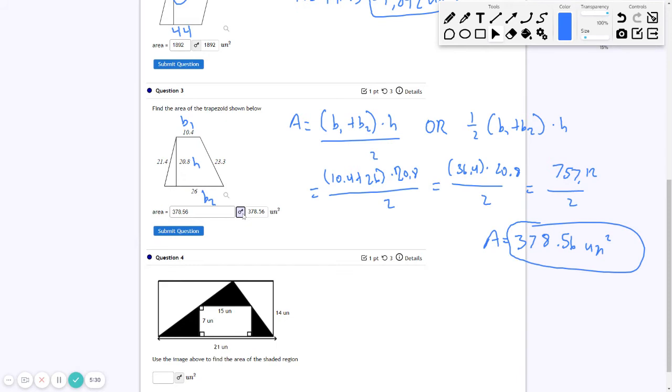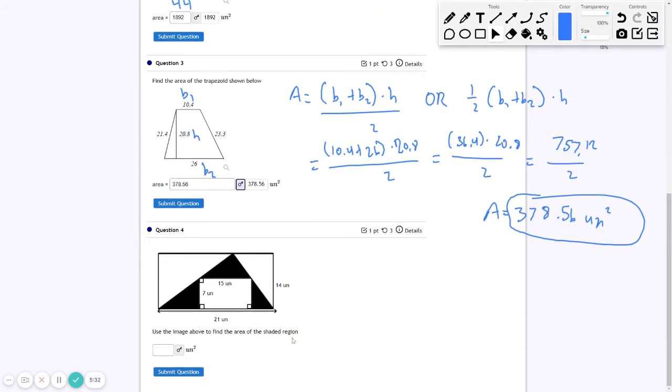Perfect. All right, this leaves the last question here. So this, we run into some complications because I think some people were misunderstanding what we're looking for. So it says use the image above to find the area of the shaded region. So we're finding the area of basically these 3 triangles, or from another perspective, the whole triangle without the little rectangle here.